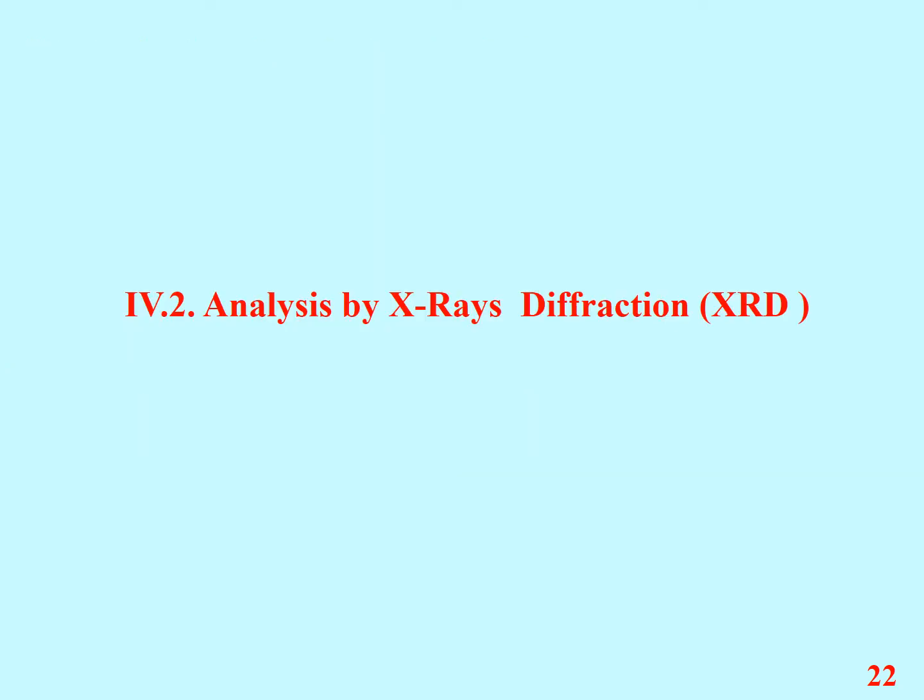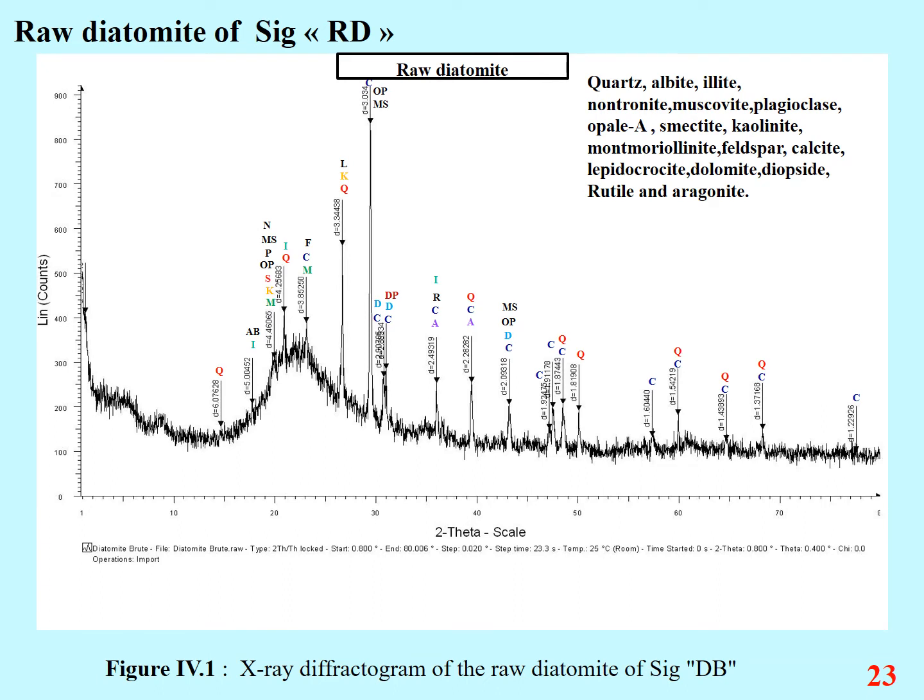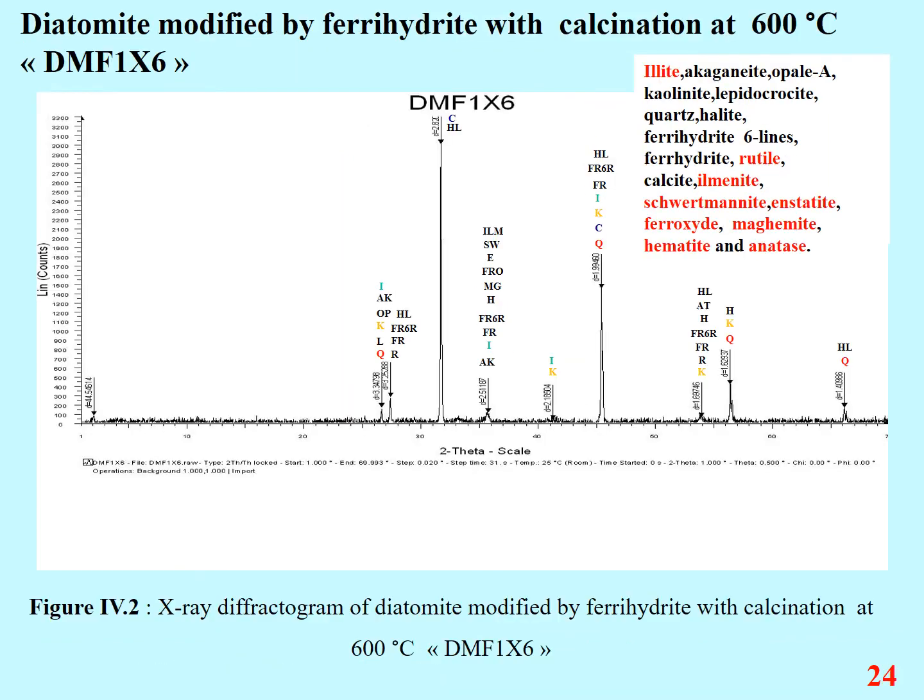Analysis by X-rays. For raw diatomite of Sig, there are many phases such as quartz, albite, illite, nontronite, muscovite, plagioclase, opal A, smectite, kaolinite, montmorillonite, feldspar, calcite, lepidocrocite, dolomite, diopside, rutile, and aragonite. For diatomite modified by ferrihydrite with calcination at 600 degrees Celsius, there are many phases such as illite, akaganeite, opal A, kaolinite, lepidocrocite, quartz, halite, ferrihydrite 6 lines, ferrihydrite, rutile, calcite, alunite, szomolnokite, enstatite, iron oxide, maghemite, hematite, and anatase.